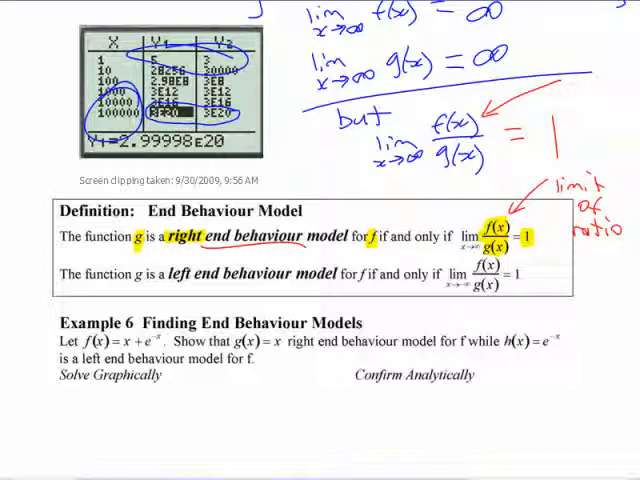And then, of course, you can talk about a left-end behavior model. If that ratio, as you approach negative infinity, that's the key, right? As you go to the left, if it equals 1. Same thing, though.